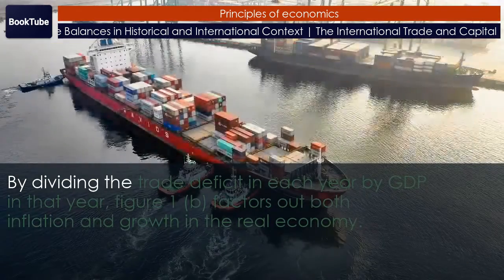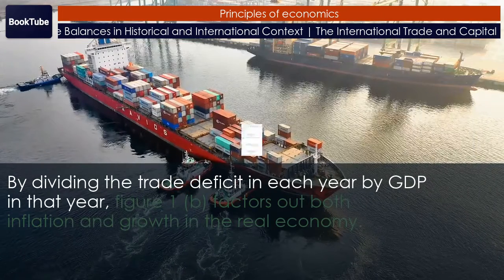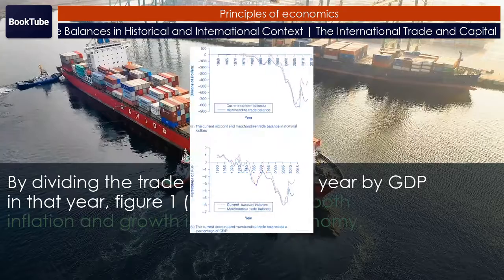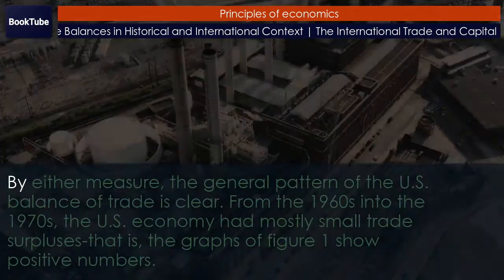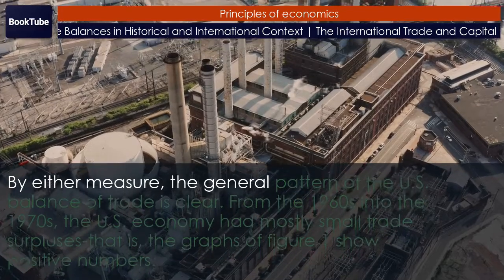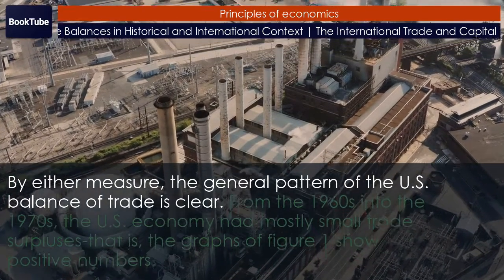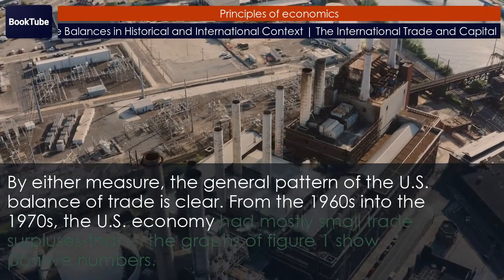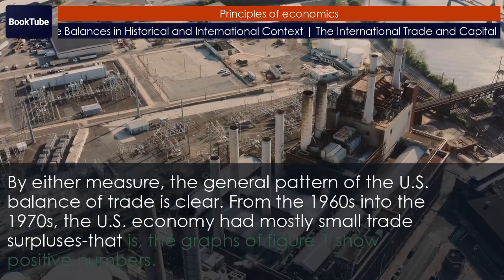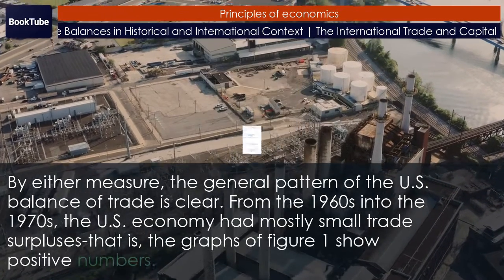By dividing the trade deficit in each year by GDP in that year, Figure 1b factors out both inflation and growth in the real economy. By either measure, the general pattern of the U.S. balance of trade is clear. From the 1960s into the 1970s, the U.S. economy had mostly small trade surpluses, that is, the graphs of Figure 1 show positive numbers.